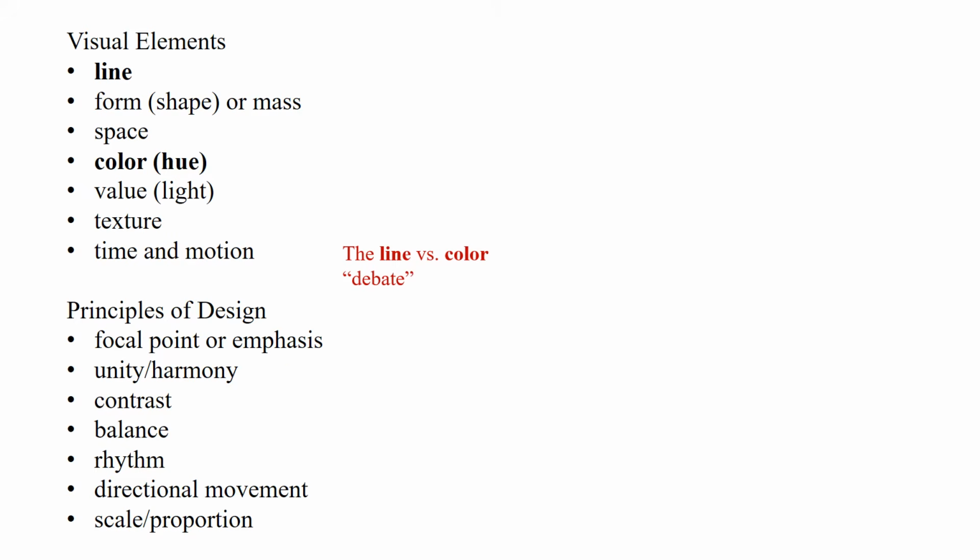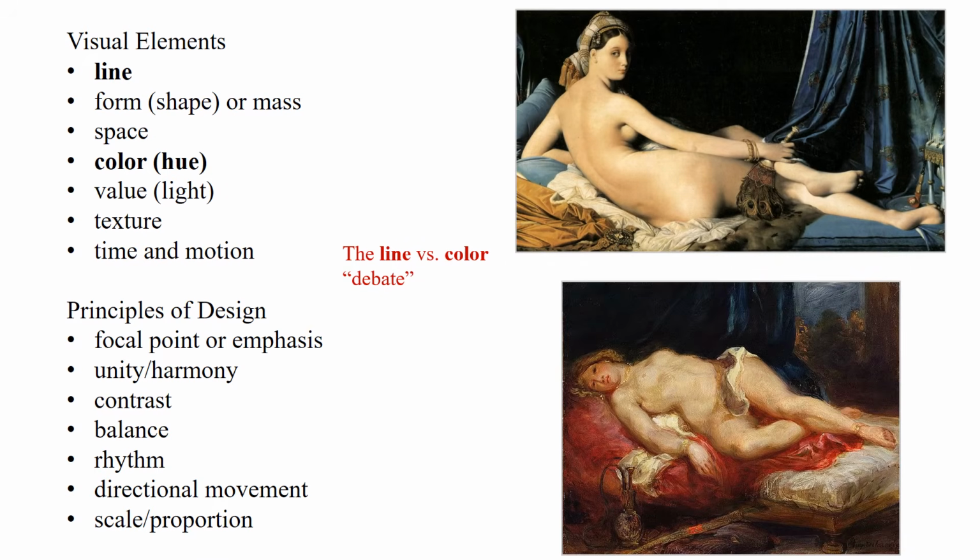Good discussions on color might include awareness of the line versus color dichotomy in Western art. Dating back to the Renaissance and gaining renewed prominence in the 19th century, a debate emerged about which element should be primary, line or color. In 19th century France, classicists like Ingres chose line, while romantics like Delacroix chose color.